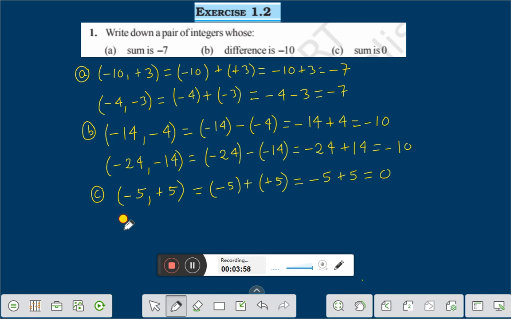Let us take another pair. Suppose plus 10 and minus 10. If we add both the integers, we are getting plus 10 plus of minus 10. Then you are getting plus 10 plus into minus is minus 10. It is plus 10 minus 10 is equal to 0. This is the solution of question number 1 of exercise 1.2.